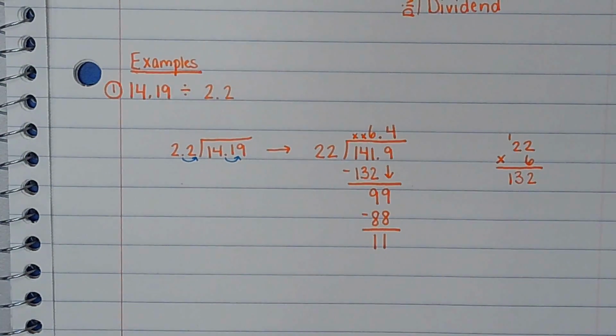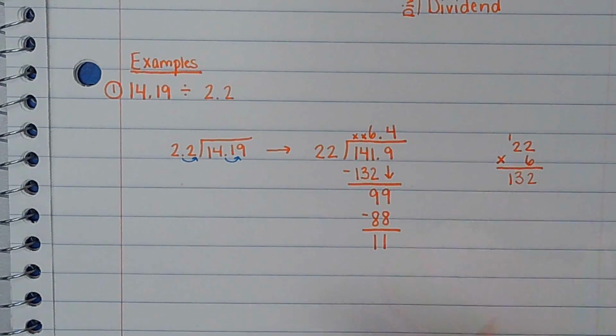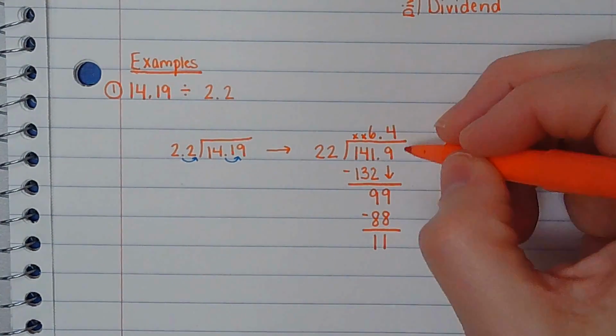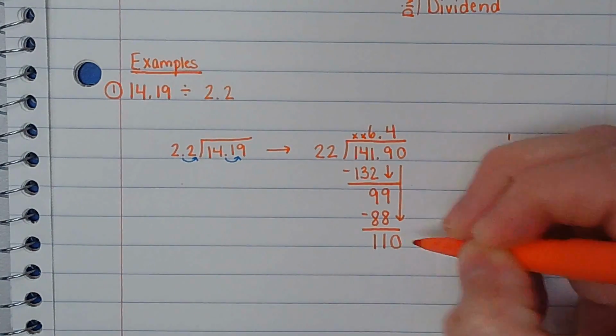Now, if you were in elementary school, you would stop right here. You would say it's 6.4 and the remainder's 11, okay? But we're going to keep going. Welcome to middle school. All right, so after you subtract, you bring it down. Well, if you look right here, there's nothing to bring down. So what can I add that's not going to change anything? Well, you add a 0. And then you just bring down that 0, okay?